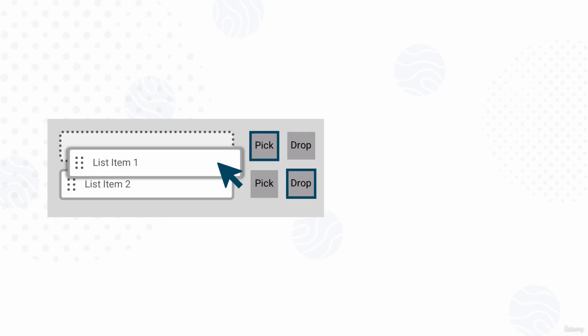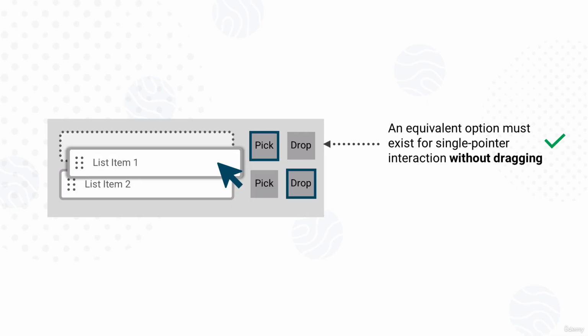For list item 1, dragging is still allowable as long as it's combined with another technique. Clicking the pick button adjacent to the list item followed by the drop button on the row destination would be a technique which could pass the criterion.